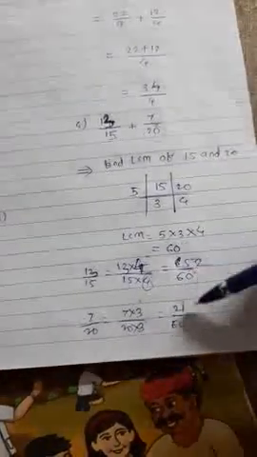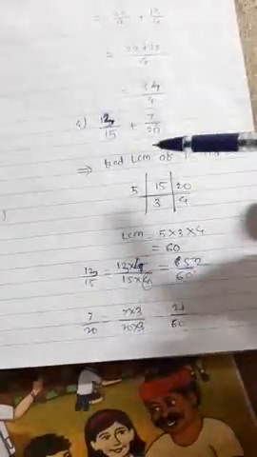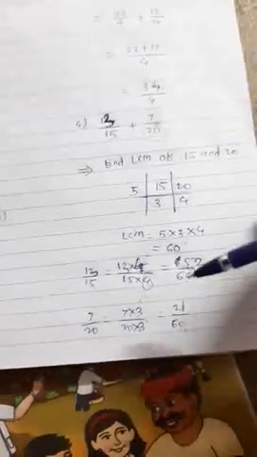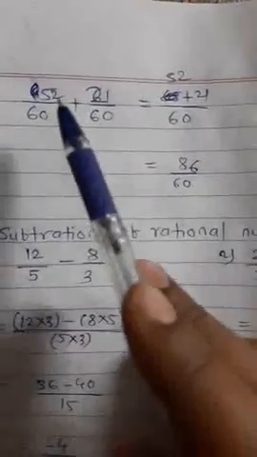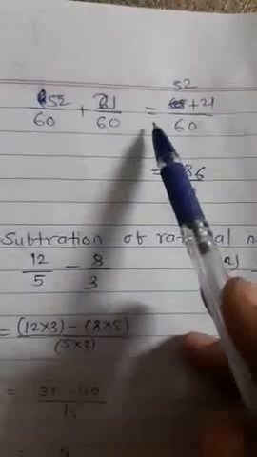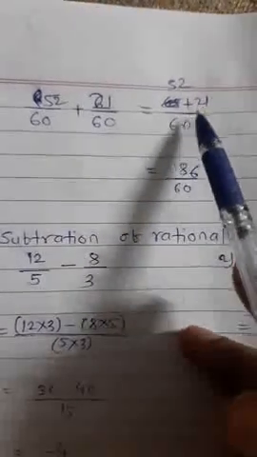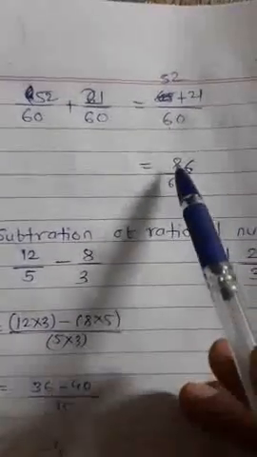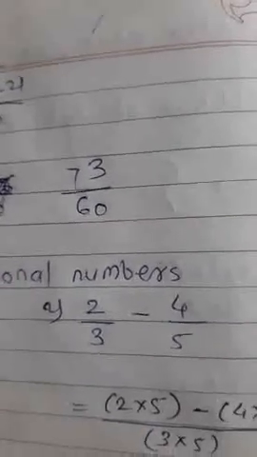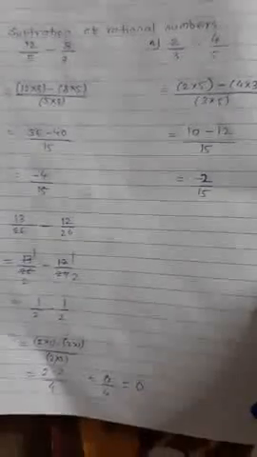So these two new numbers we got from the previous numbers have the common denominator 60. So it will become 52 divided by 60 plus 21 divided by 60, which is equal to 52 plus 21 divided by 60. So it will be 73 divided by 60.